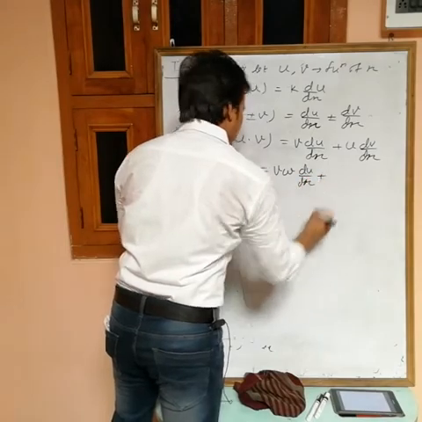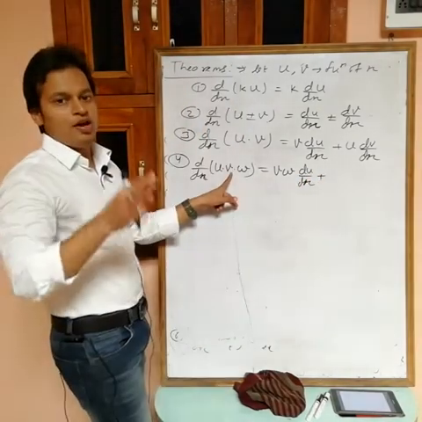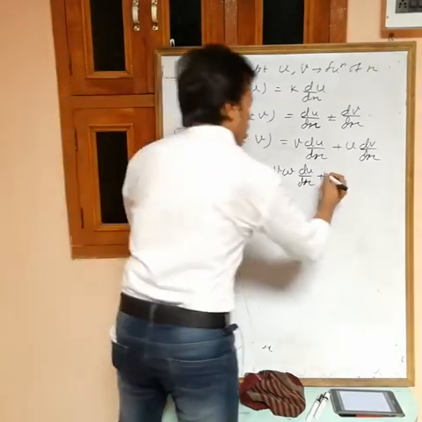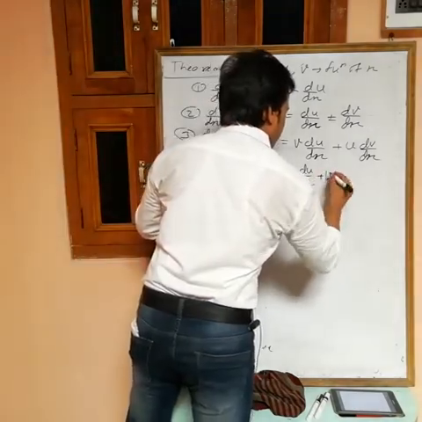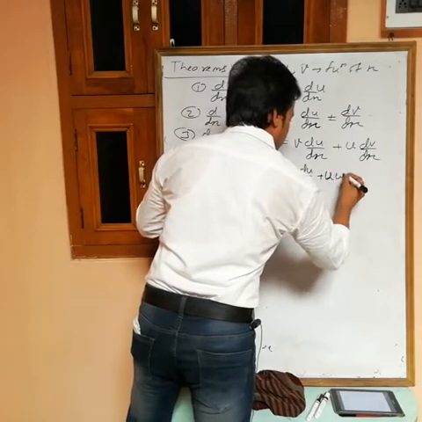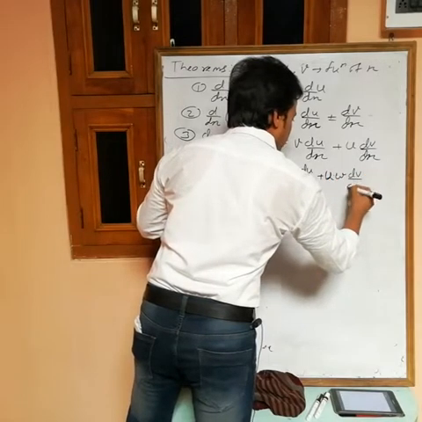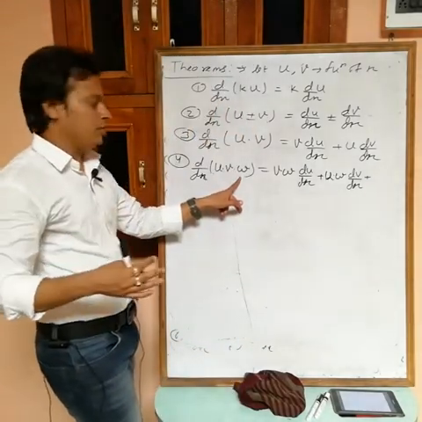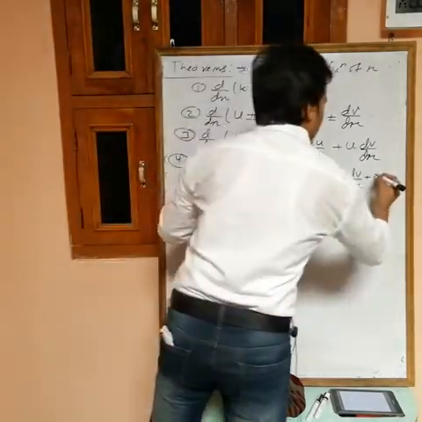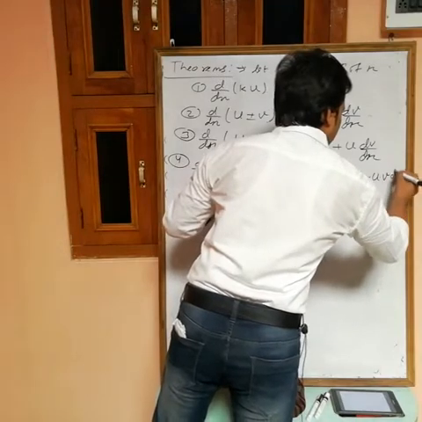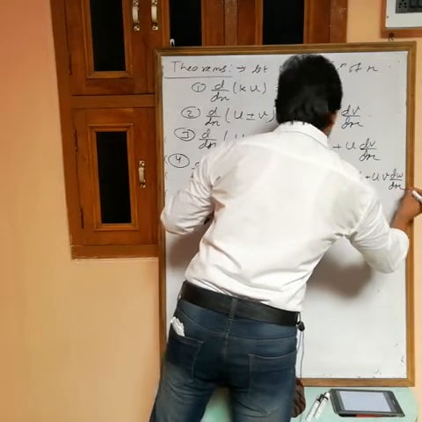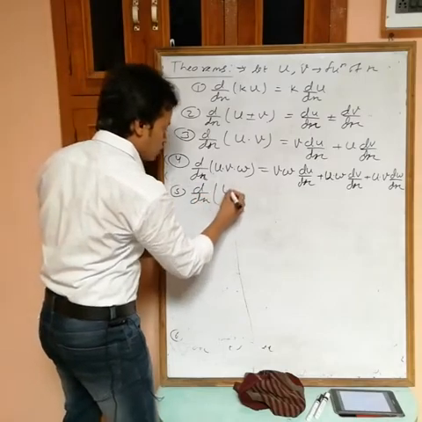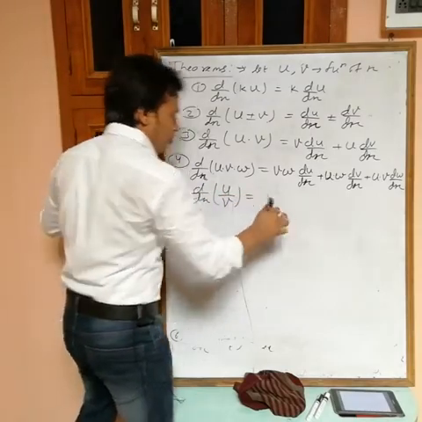Okay, now next differentiate v. When you are differentiating v, then u and w both act as a constant. So outside u into w. Okay, and the differentiation of v is dv by dx. Okay, next we will differentiate w finally, then u and v both are constant. So u into v dw by dx. Okay, like this one.